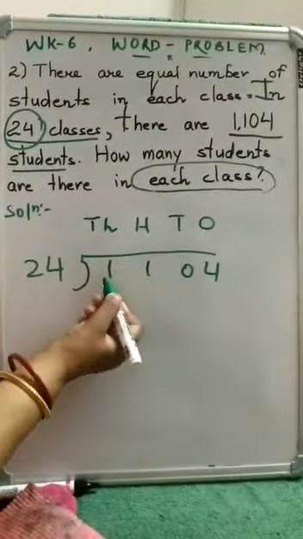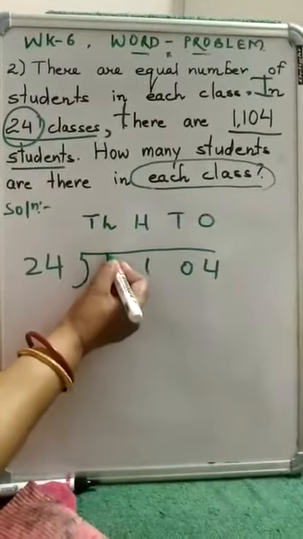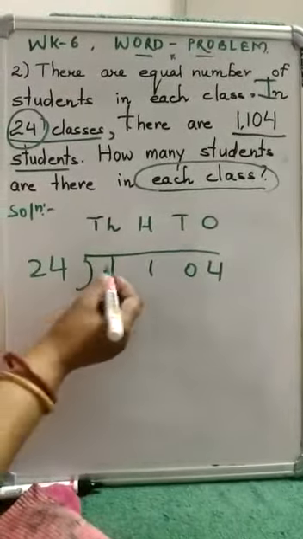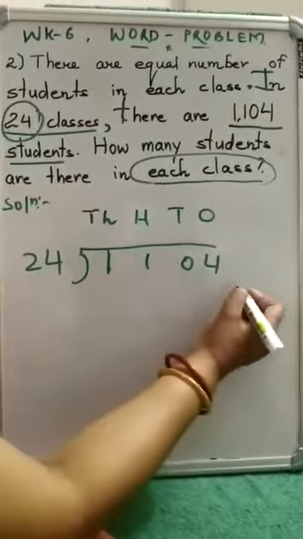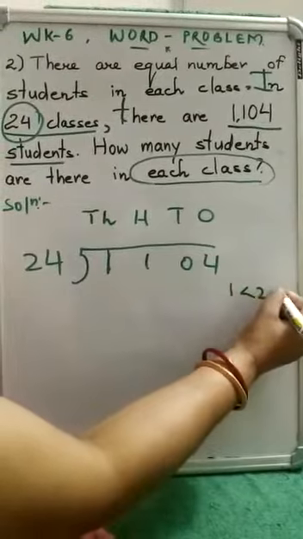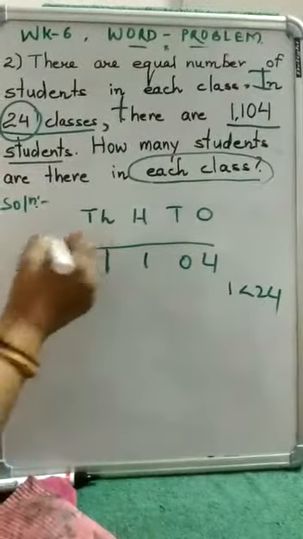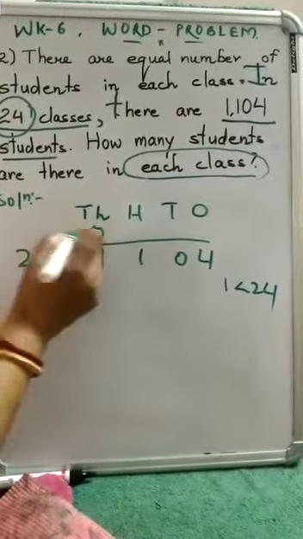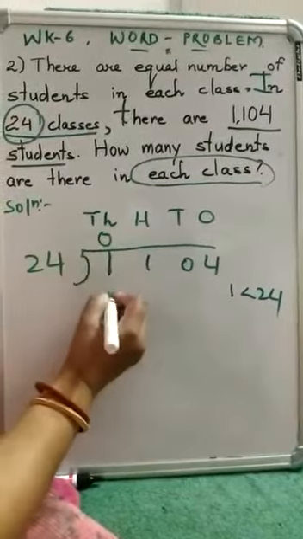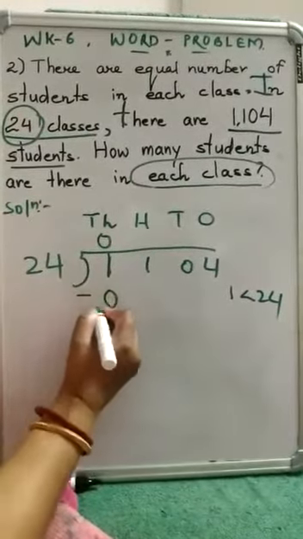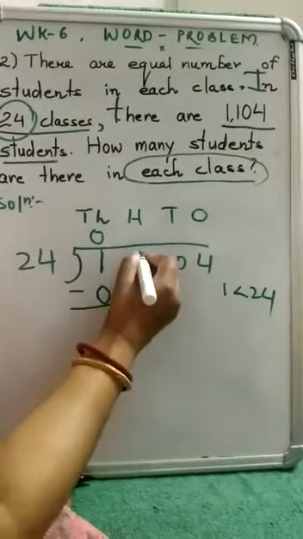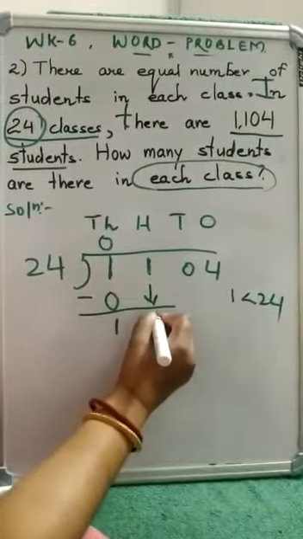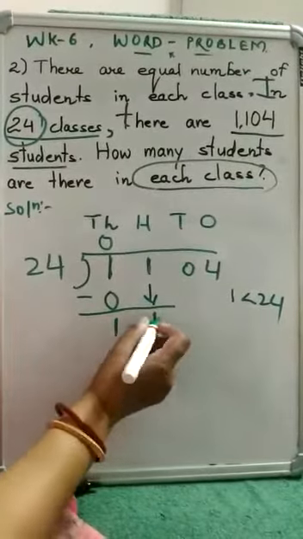Now let's start from the extreme left side, that is 1. The value of 1 is 1000. So here 1000 will be divided by 24, but here 1 is less than 24. Correct? So I will start with 0, multiplying with 0 at the thousands place. 0 times 24 is 0. So 1 minus 0 is 1. Now I will put down this 1 over here along with 1. It becomes 1100.